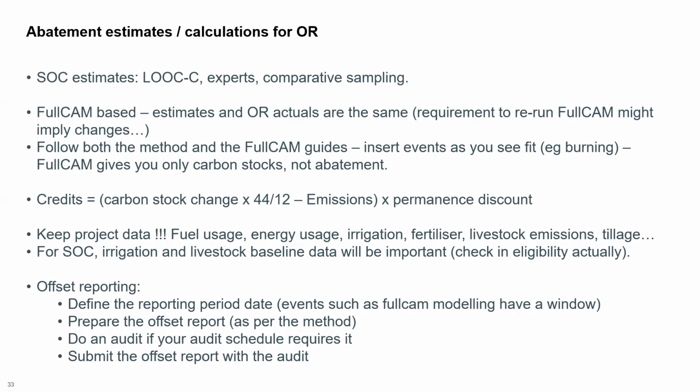Remember also when you're doing the abatement for a FullCAM based method to insert all the events that have actually happened, and also remember that FullCAM gives you only carbon stock, not abatements. After that, you have to do a lot of calculations from the carbon stocks to the abatement, which are usually carbon stock times 44 divided by 12, which is the famous 3.67, minus the emissions attributable to your project, times the permanence discount. Never forget the 25% permanence discount.